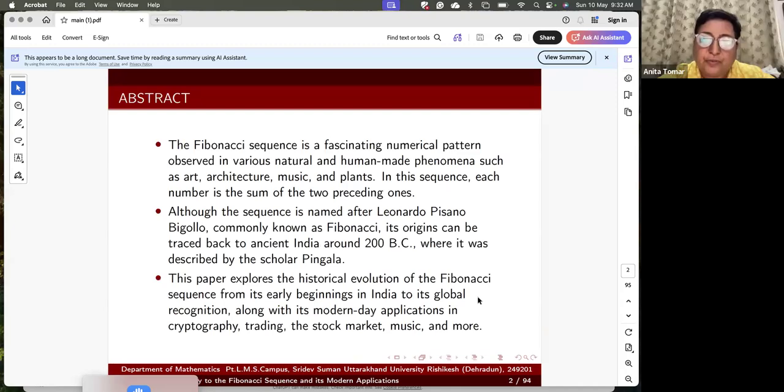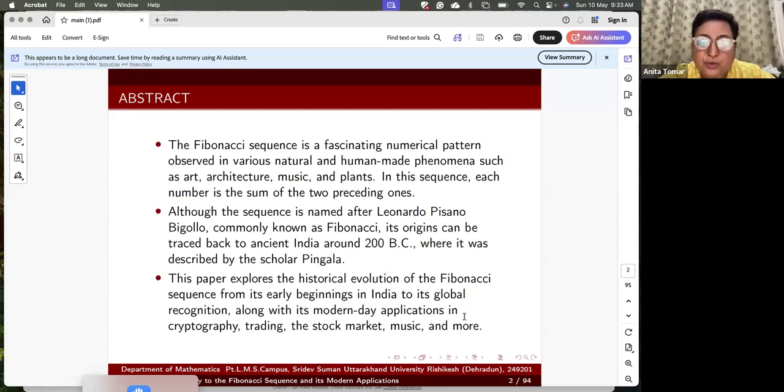The Fibonacci sequence is a fascinating numerical pattern observed in various natural and human-made phenomena like art, architecture, music, and plants. In this sequence, each number is the sum of the two preceding ones. Although the sequence is named after Leonardo Pisano Bigolo, it is commonly known as the Fibonacci sequence. Its origin can be traced back to ancient India around 200 BC, where it was described by the scholar Pingala.